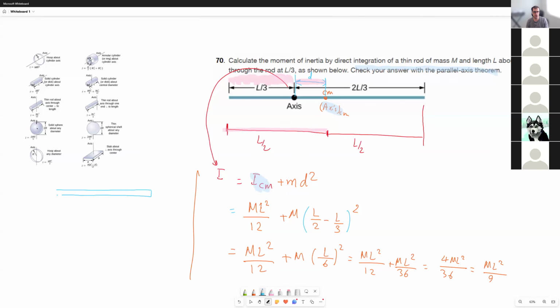Direct integration. It's not going to be in the exam. This is going to be the axis of rotation. This is going to be L over 3, and this much is going to be 2L over 3. I will make this my x-axis, this to be 0 on my x-axis, the position of that point on the axis of rotation.